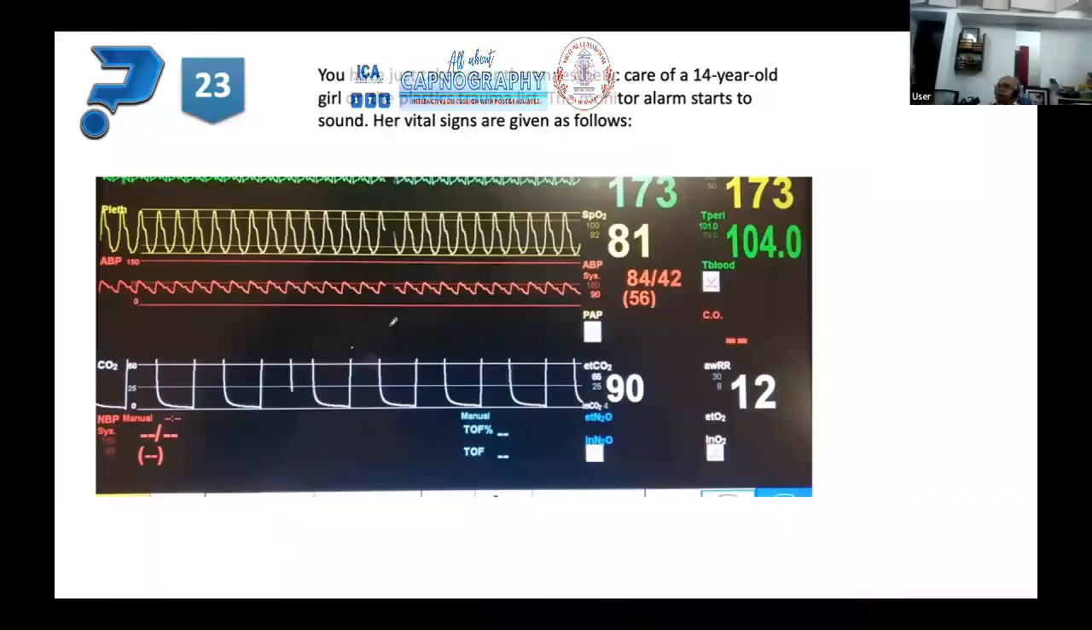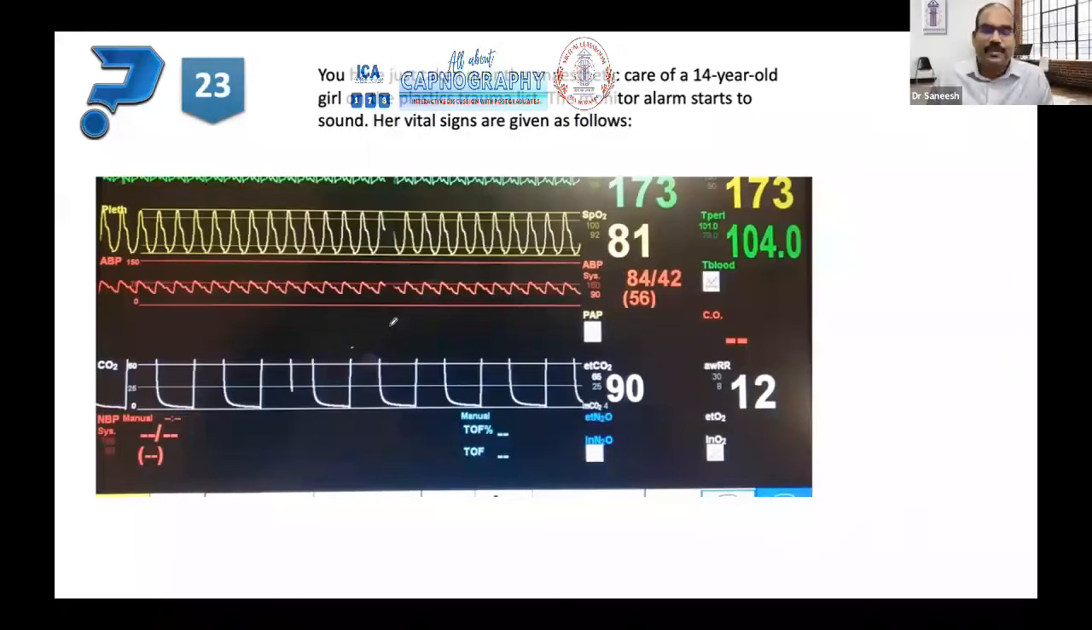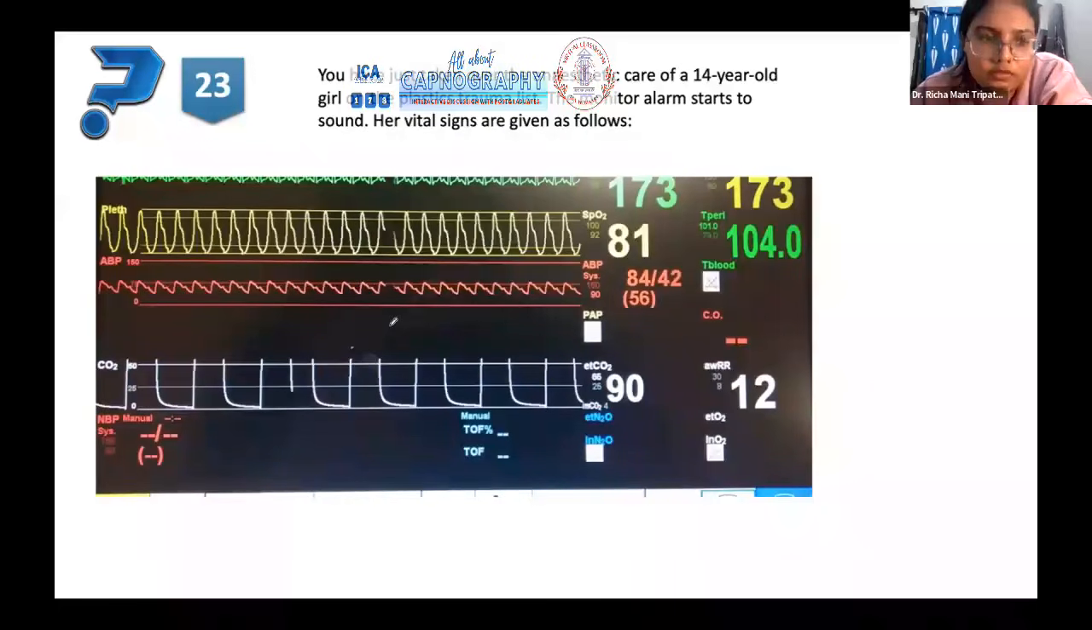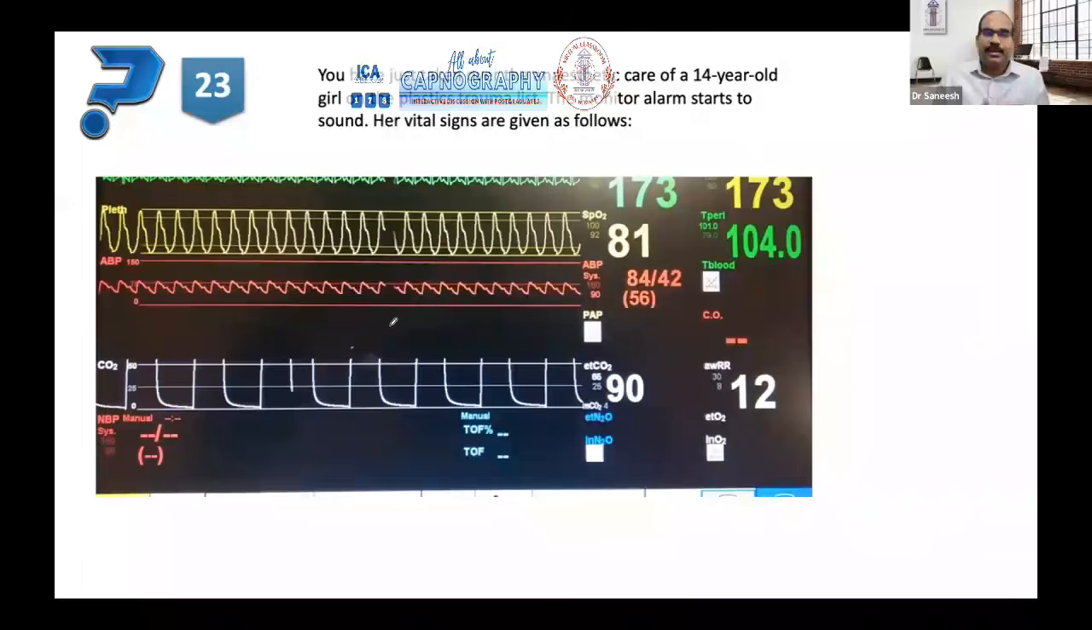So it can be malignant hyperthermia, because EtCO2 value is too high, and also tachycardia is there. So all the corroborative evidences are there. You can see a rise in temperature, hypoxemia, hemodynamic collapse, and extraordinarily high end-tidal CO2 values. It has gone much above the reference range.